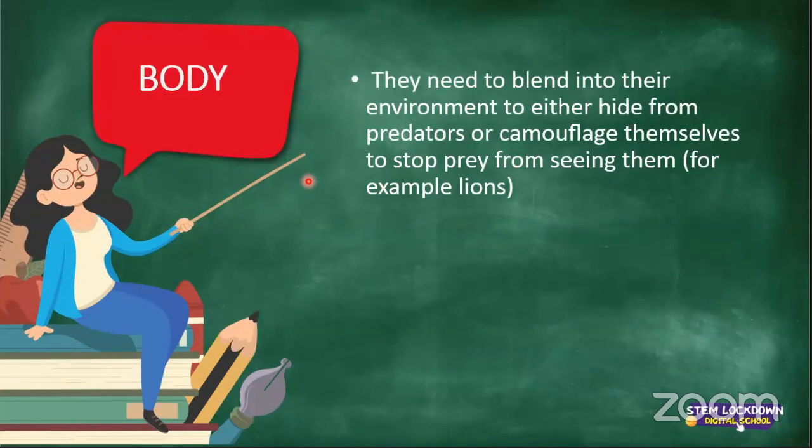Okay. Some animals need to blend into the environment to either hide from predators or to camouflage themselves, to stop prey from seeing them. So it goes both ways. For example, the lion. The lion's hair or the lion's covering and its mane will sometimes be the same color as the grass, so that the animal they want to eat cannot see them. And then others hide from predators.